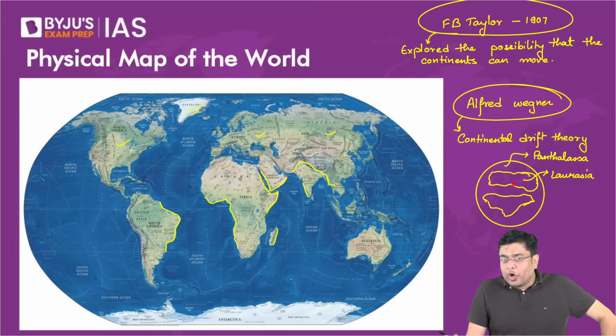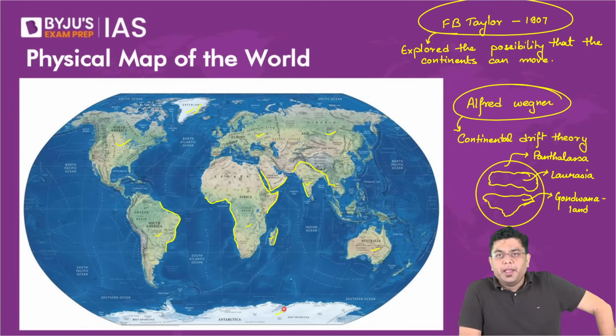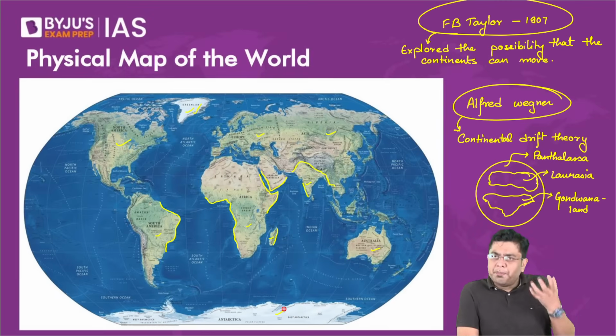Whereas the southern component would be referred to as Gondwana land. And this would include the continents such as South America, Africa, India, Madagascar, Australia, and Antarctica. All of them were constituted in one. And then he postulated that these supercontinents further broke into various parts, and the continents have been drifting ever since that point of time. And that is why we have the present day shape of the world that we come across.